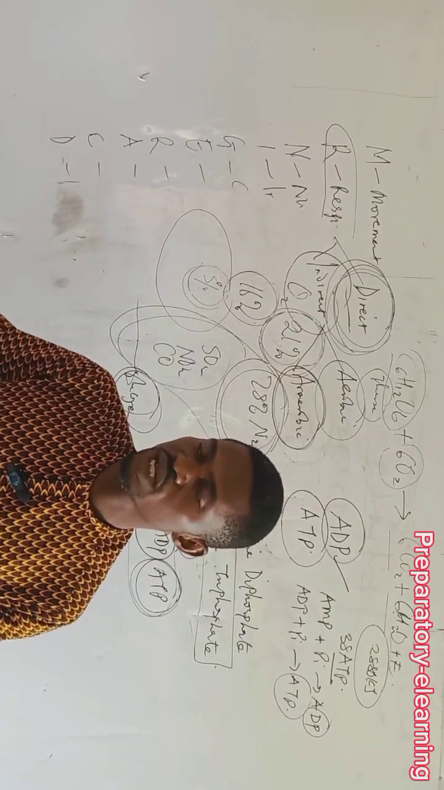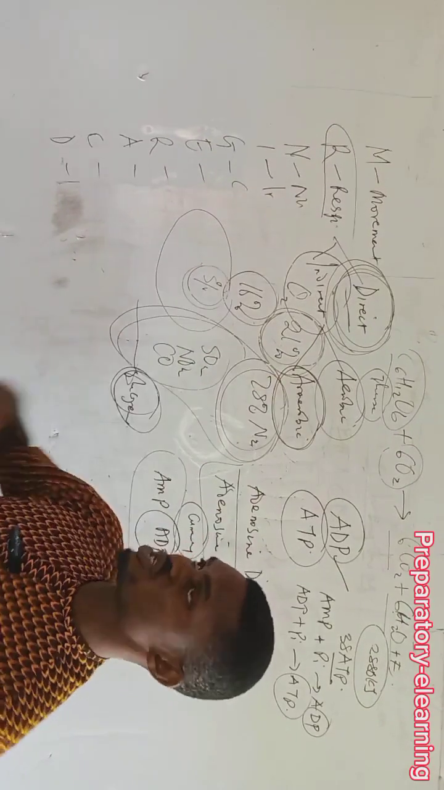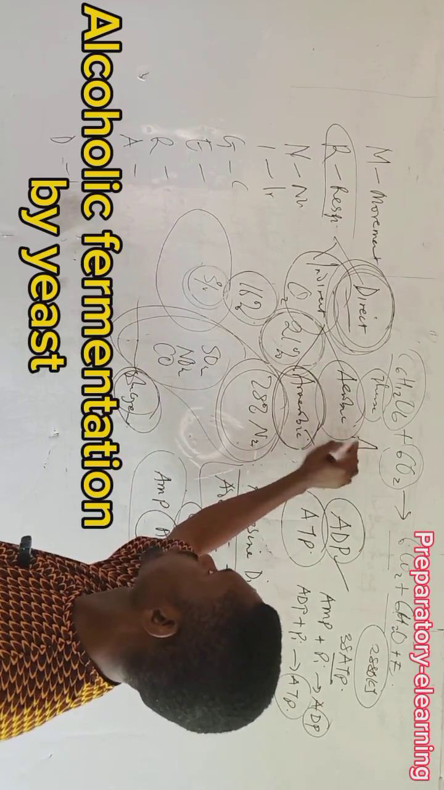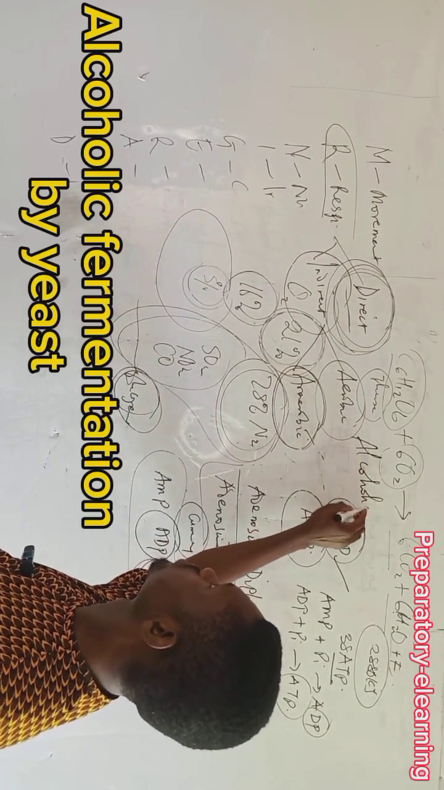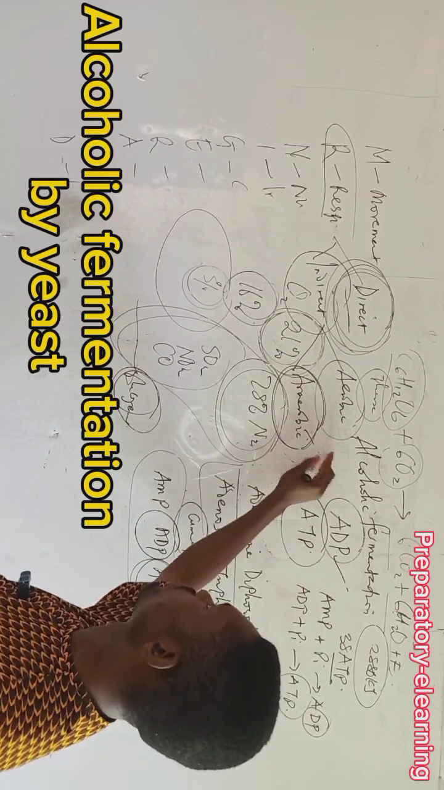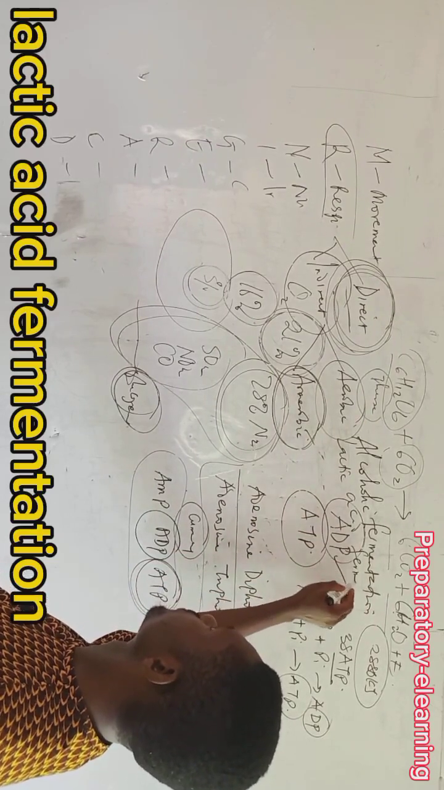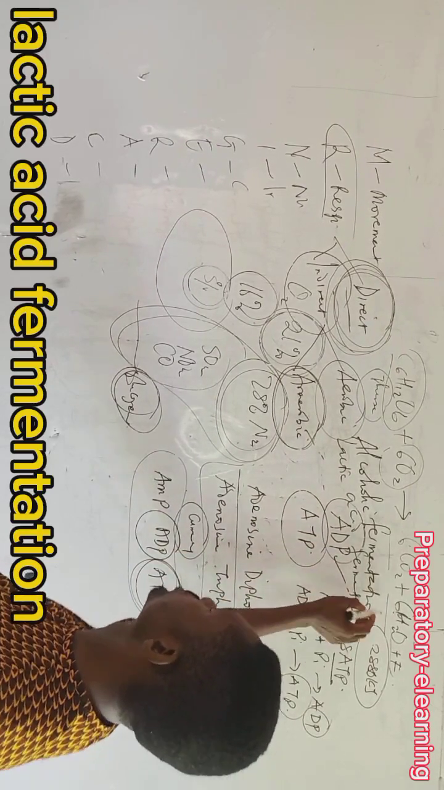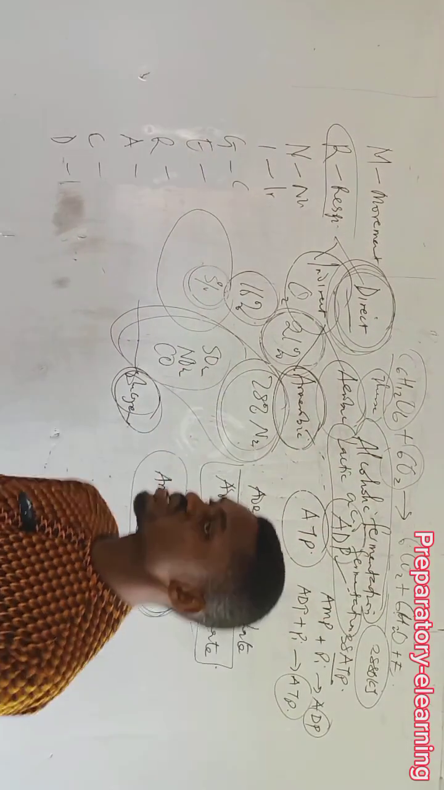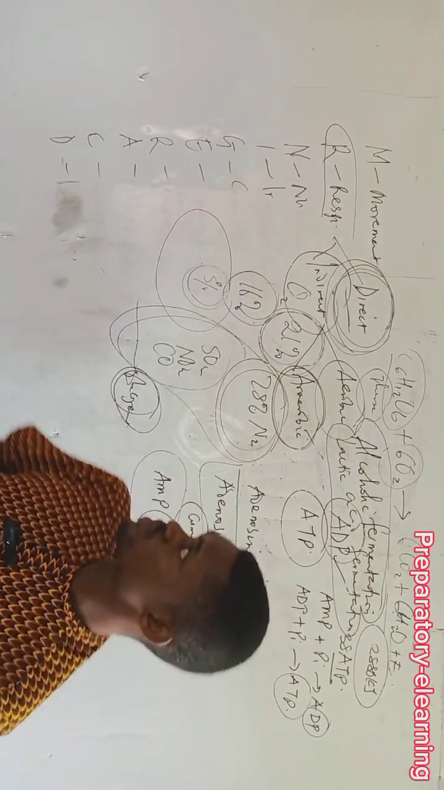So we have two classes of anaerobic respiration. I have mentioned the alcoholic fermentation by yeast, and we also have lactic acid fermentation. It is very important to know that these two types of respiration happen in the absence of oxygen. That is why they are grouped as anaerobic respiration.